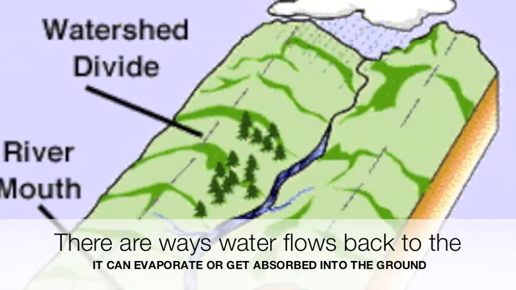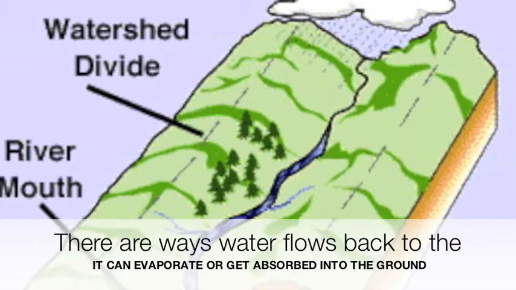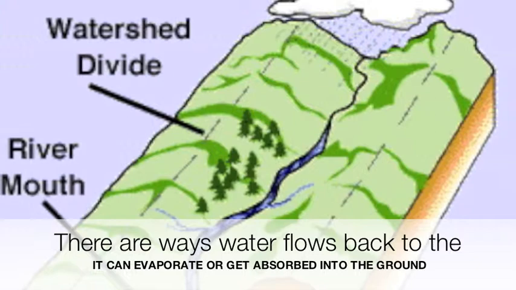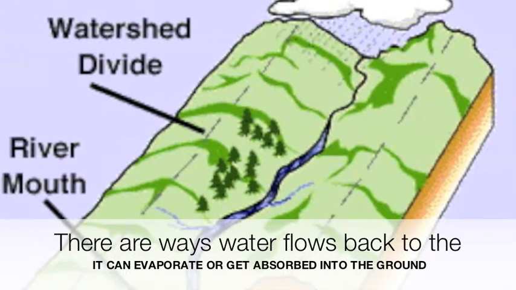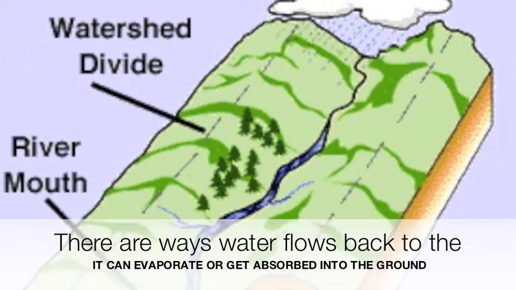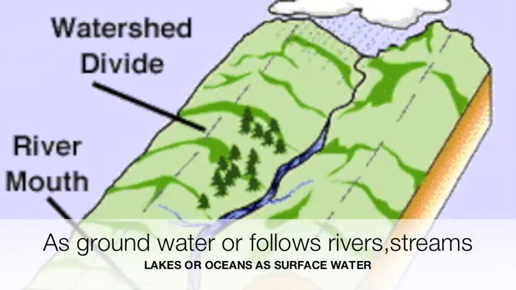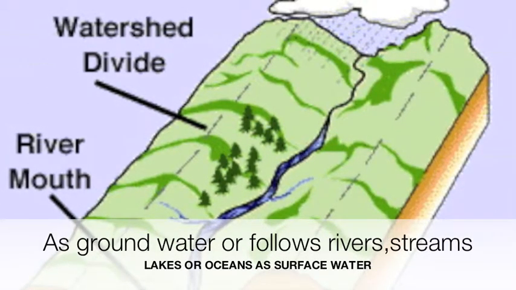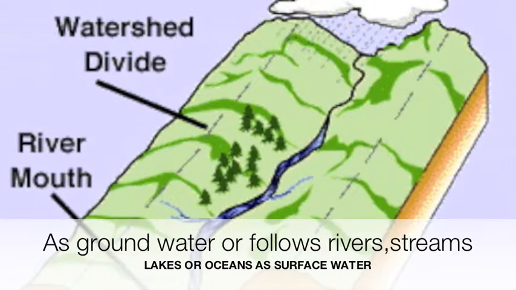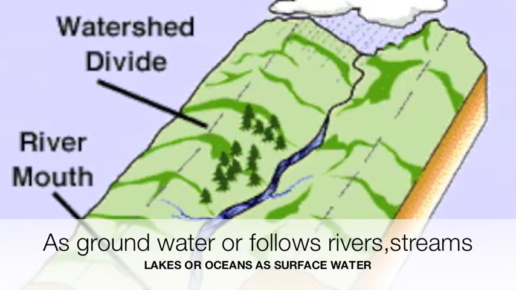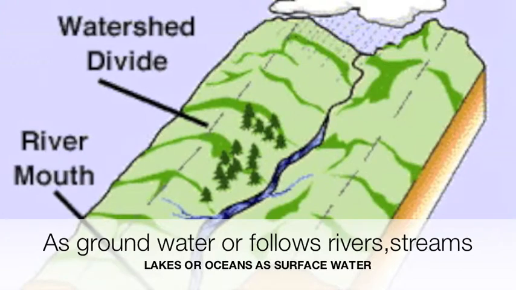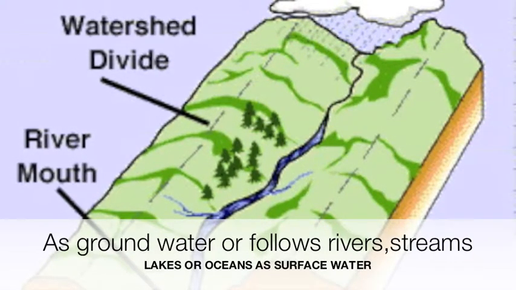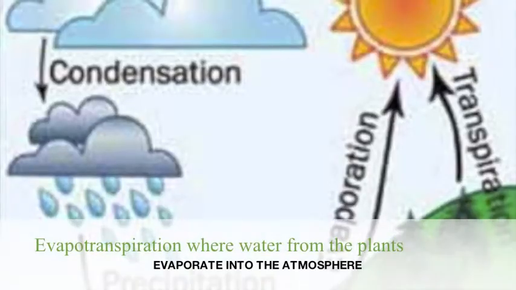There are ways that water flows back to the ocean. It can evaporate, or get absorbed in the ground as groundwater, or flow into rivers, streams, lakes, or oceans as surface water.